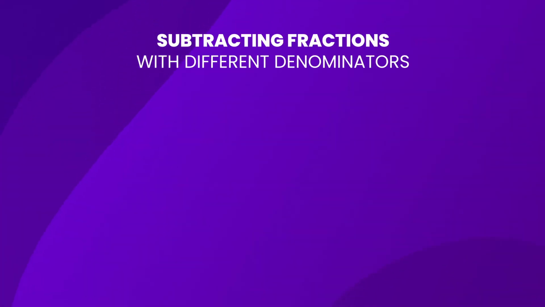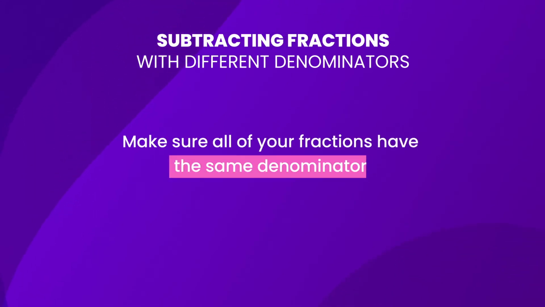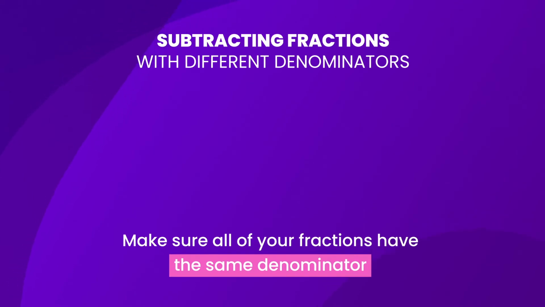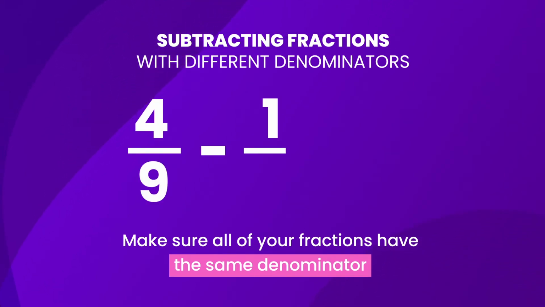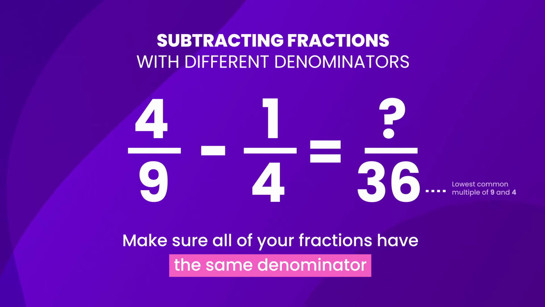So what if your fractions have different denominators? Well, the key, again, is to make sure that all of your fractions have the same denominator. Now, the example we're going to use here is 4/9 minus 1/4. We change both denominators to 36, because 36 is the lowest common multiple of 9 and 4.